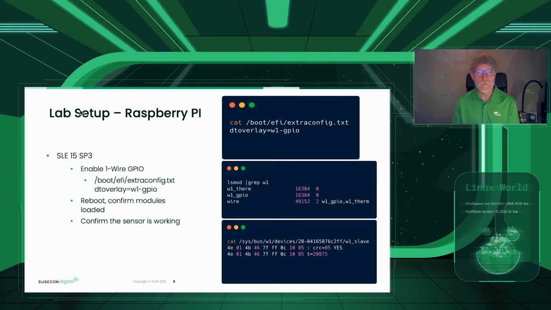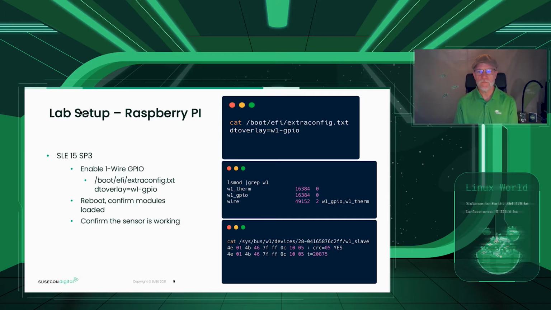Then, to actually configure SLE 15 SP3, really simple. I just needed to create a new file under /boot/efi called extraconfig.txt. In that file, I put in a line that says dtoverlay=w1-gpio. That's it. That's all I needed to do.